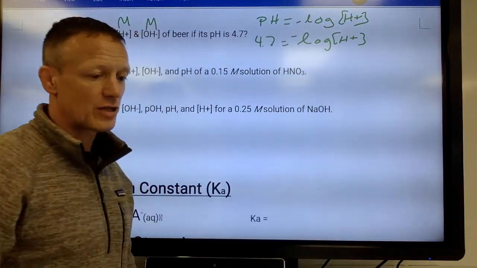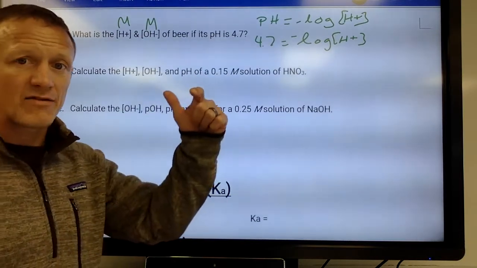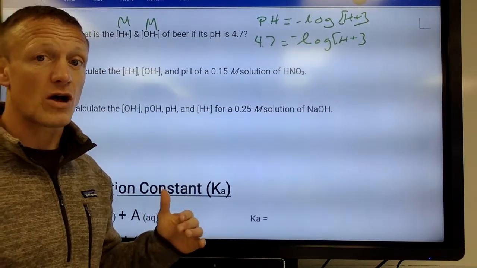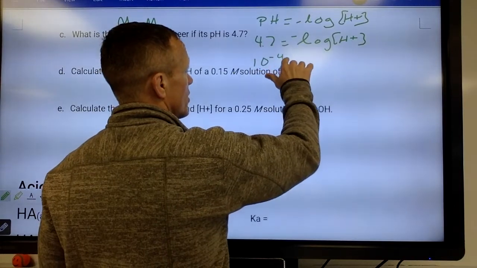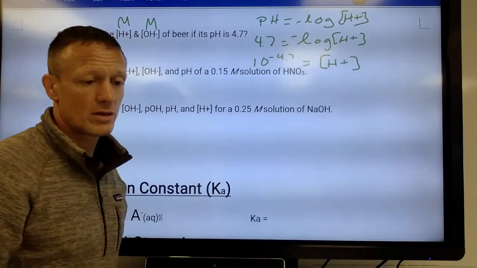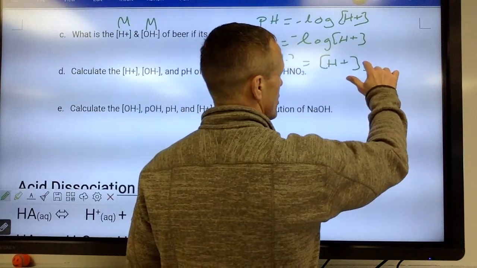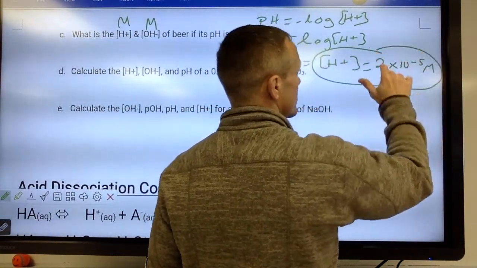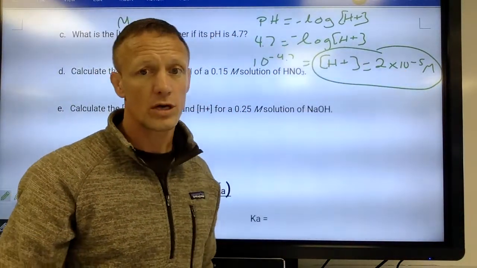So if I want to get an answer to this, I've got to do second function log of a negative 4.7. So move my negative sign over. Second function log, which is 10 to the negative 4.7 power. So I got to do 10 to the negative 4.7 equals my concentration of H plus. So second function that to get there, which is about 2 times 10 to the negative fifth. Which makes sense. If it was 1 times 10 to the negative fifth, that'd be a pH of 5. We're at 4.7, so it's going to be a little bit more concentrated.